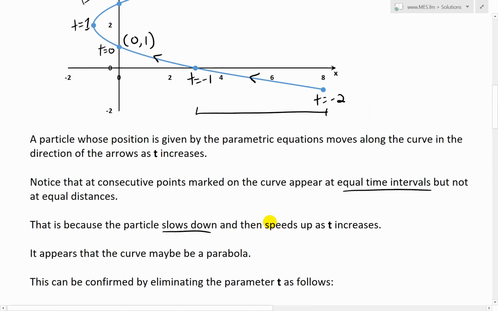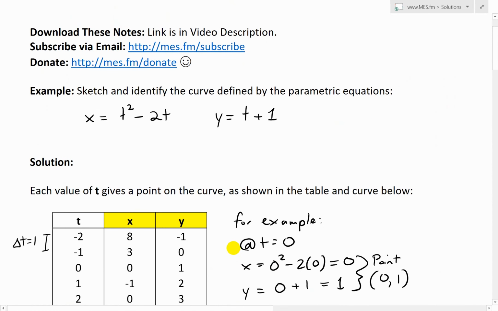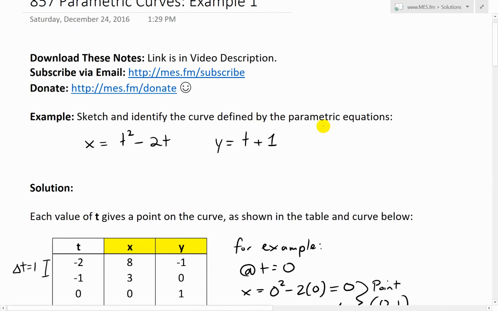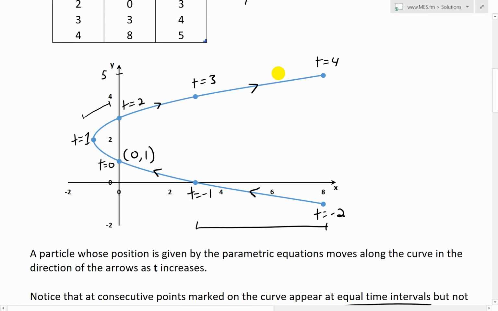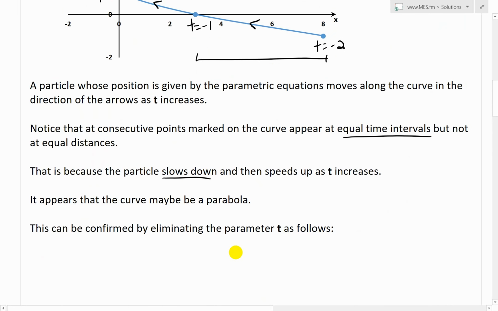And now this curve appears to maybe be a parabola, and this is again from a part where we're asked to identify the curve defined by it. So it looks like a parabola here. That's my guess. Yeah, and in fact, it is actually a parabola.